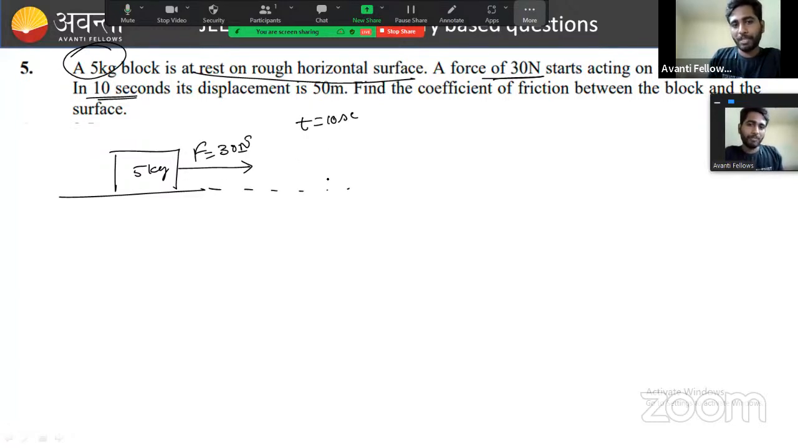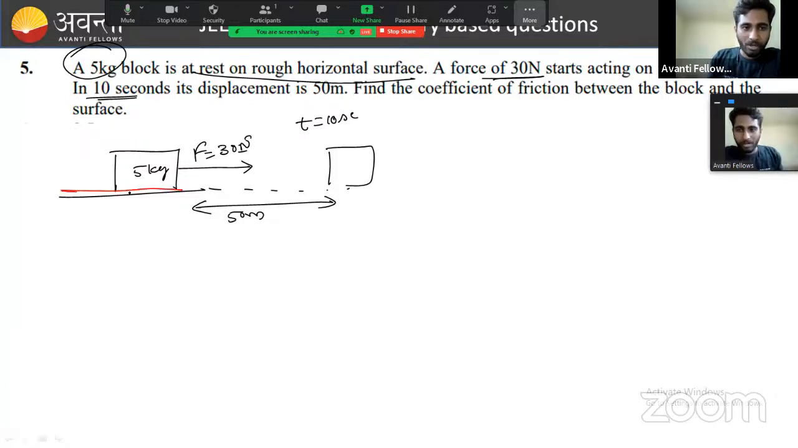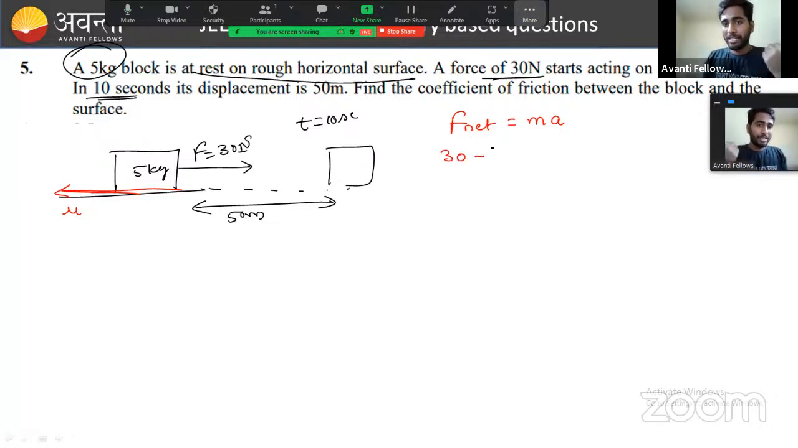Due to this force, the object will be displaced by 50 meter. Find the coefficient of friction between the block and the contact surface. They are asking what the coefficient of friction will be. Simple. Friction exists, so try to draw the free body diagram. F net is equal to mass into acceleration. F net is nothing but, in the forward direction we applied 30 Newton. In the backward direction there is friction, equal to m into a.